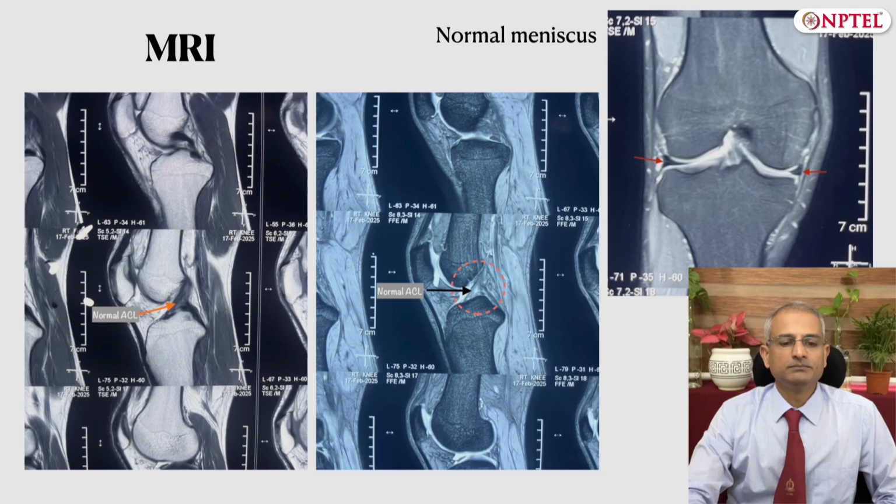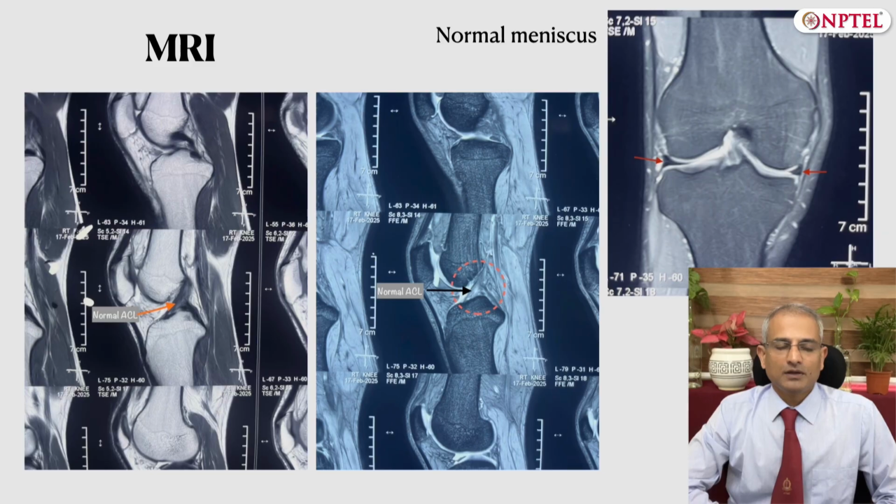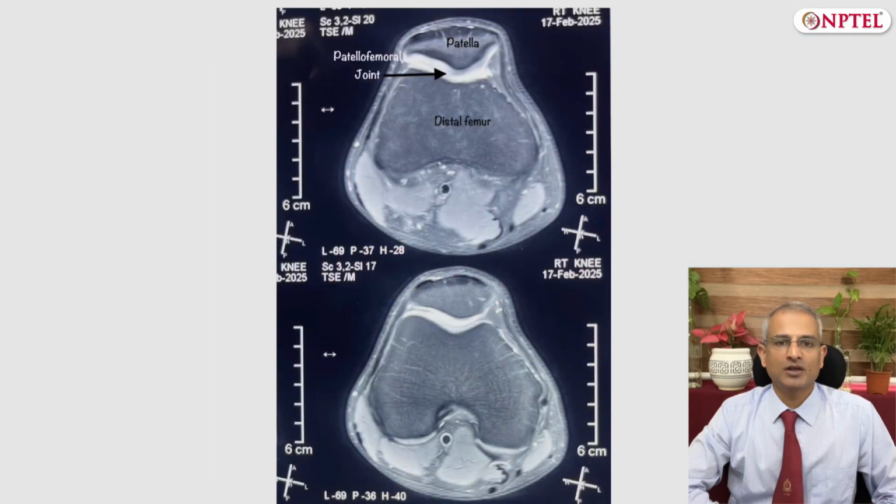This next slide shows how a normal ACL looks on an MRI and how a normal meniscus looks on an MRI. A meniscus is triangular in cross section and it is generally avascular, hence looks completely black. Wherever there is an injury, you can see some white streaks in the meniscus, and this indicates that there is a pathology in the meniscus.